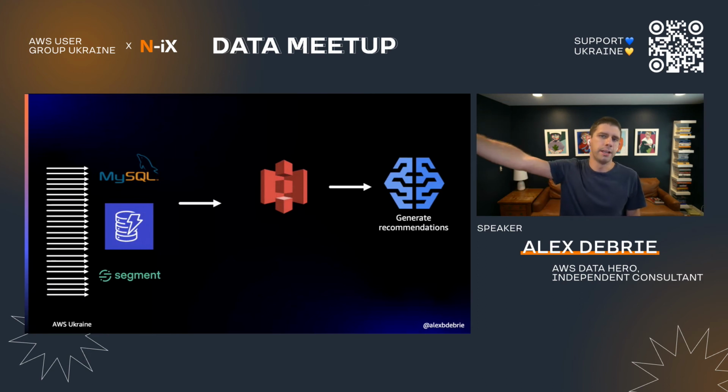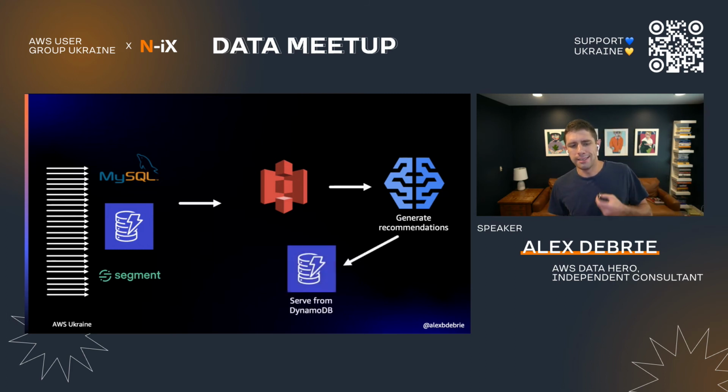Maybe it's friend recommendations for a user on a social network. Maybe it's product recommendations on an e-commerce site, something like that. You'll generate these. Maybe they're specific to a user. And then once you've generated those, you need to store them someplace that you can easily and quickly serve them up to your users. And Dynamo is great for that, right?